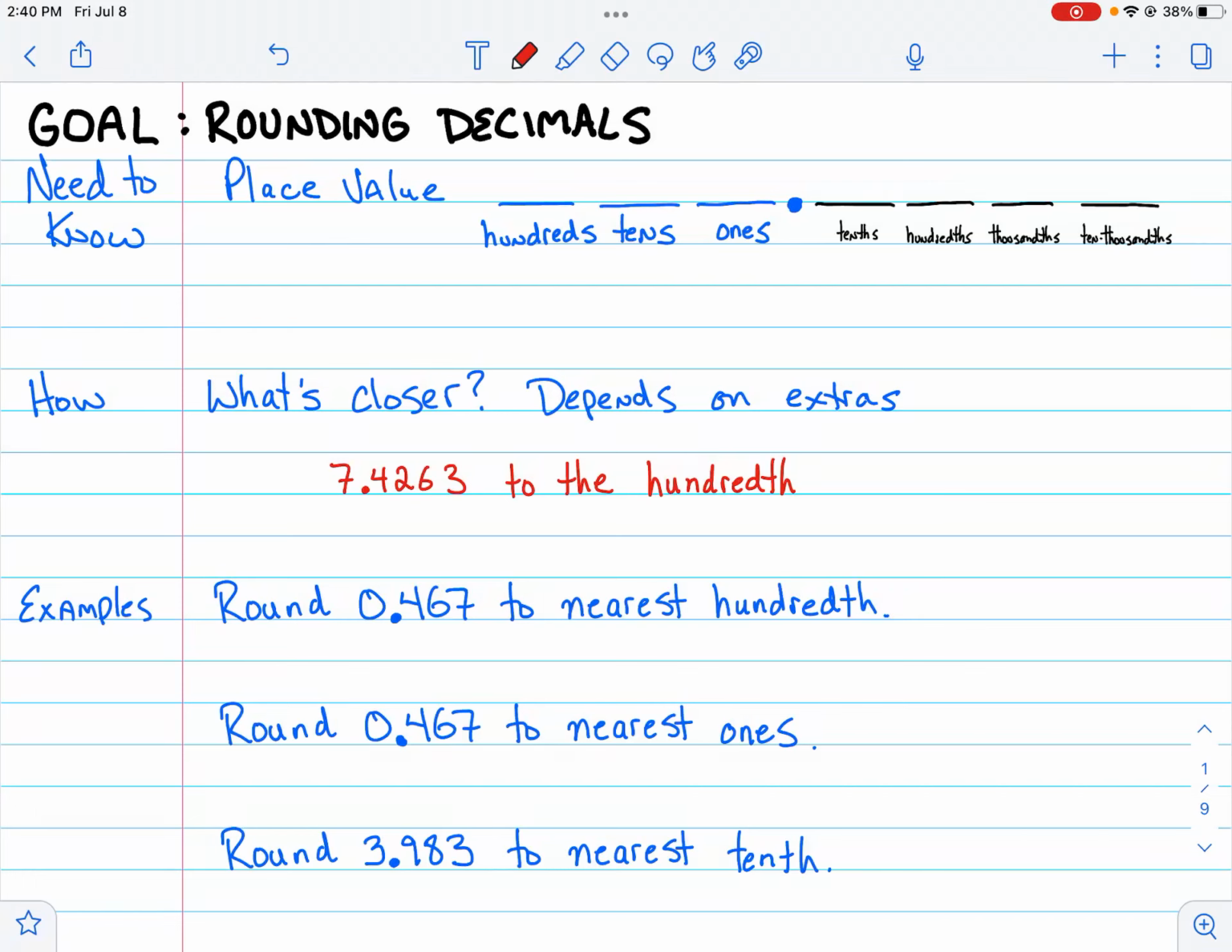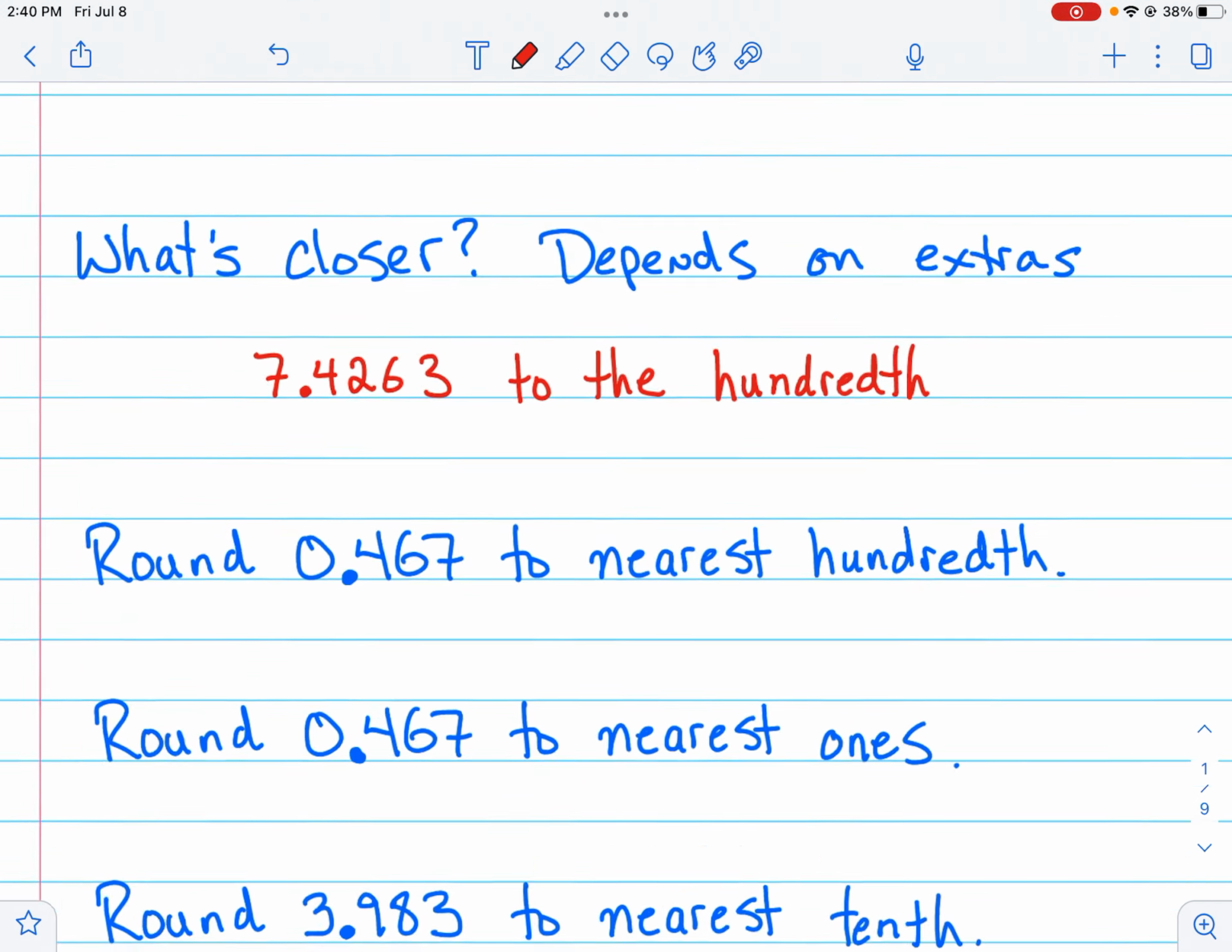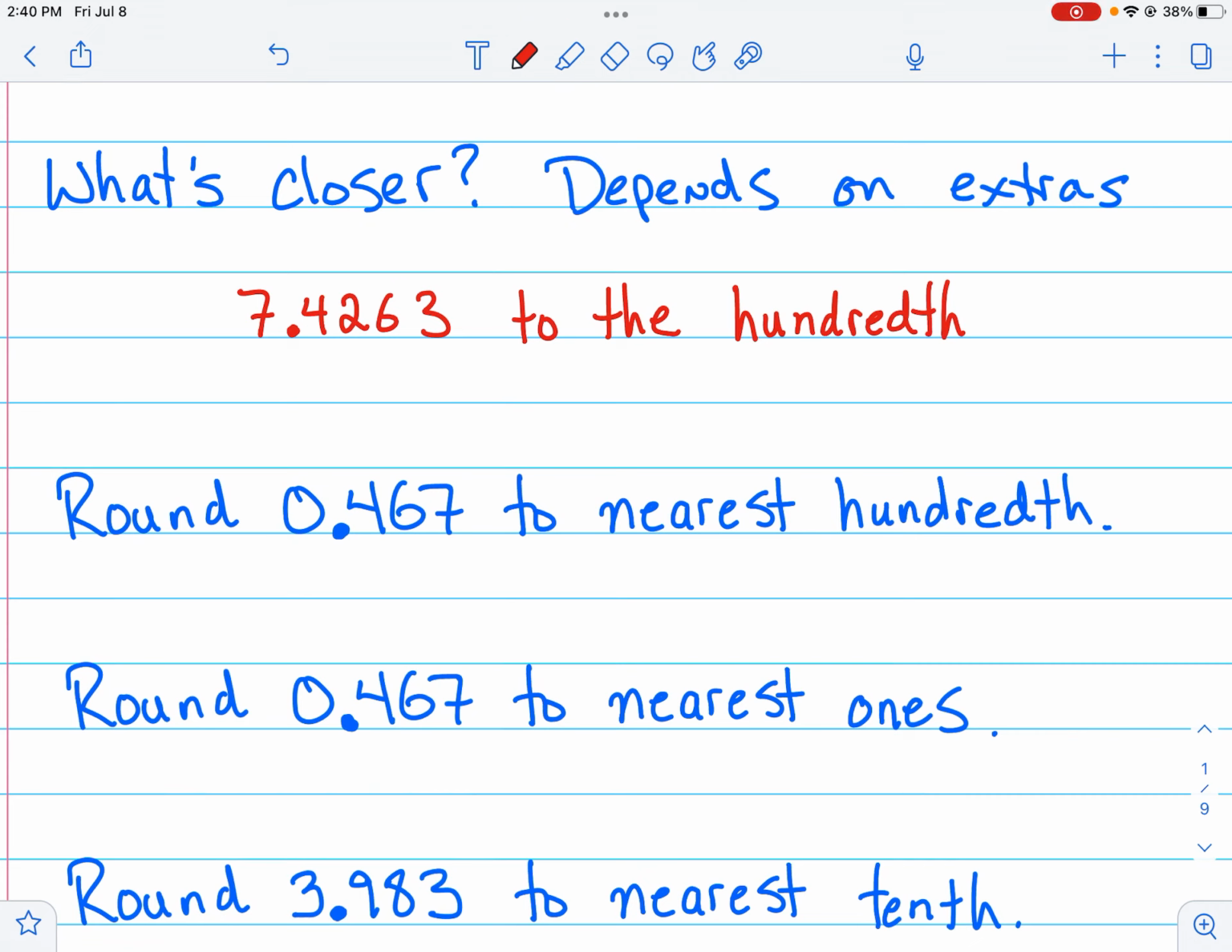When rounding numbers, or specifically rounding decimals, you have to first identify what you're rounding to, and that's going to be where in the concept of the number, according to the decimal place, you're going to look. So for example, let's look at this red one here. I'm going to round this number, 7.4263, to the hundredths.